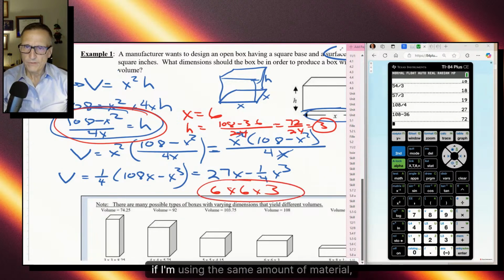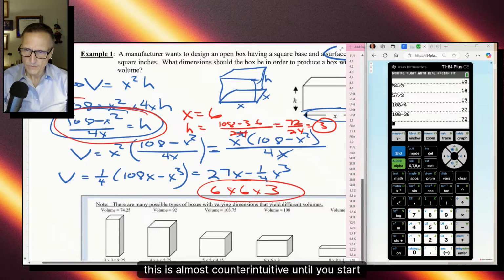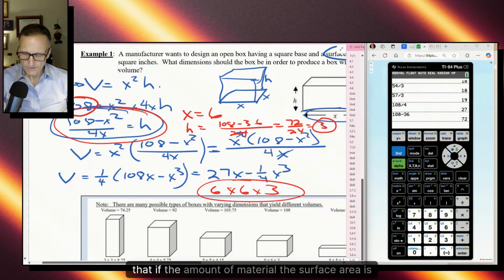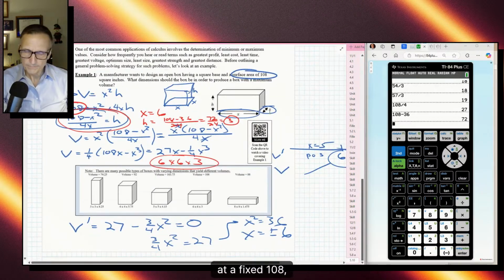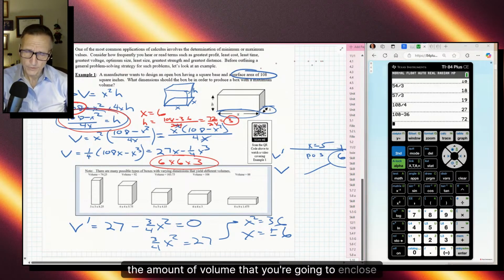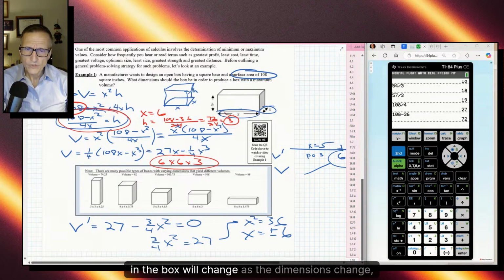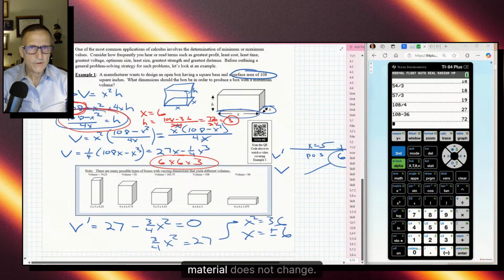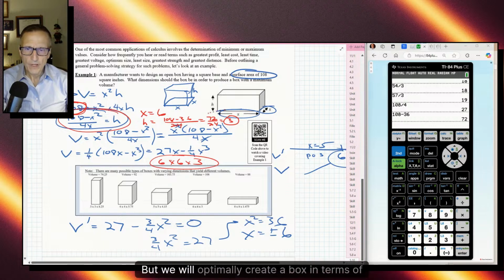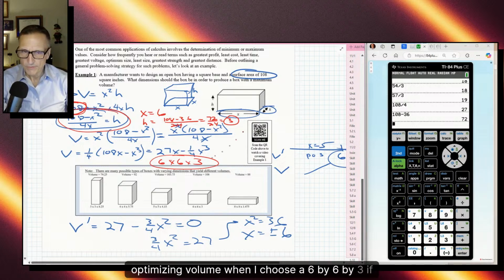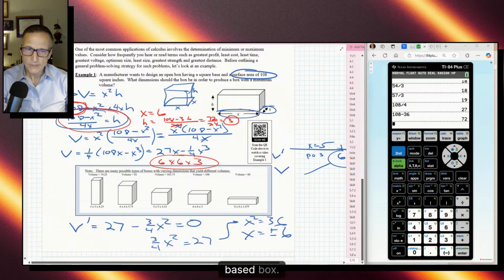So therefore, if I'm using the same amount of material, this is almost counterintuitive until you start using calculus, that if the amount of material, the surface area, is at a fixed 108, the amount of volume that you're going to enclose in the box will change as the dimensions change, even though the surface area or the amount of material does not change. But we will optimally create a box in terms of optimizing volume when I choose a 6 by 6 by 3 if it is a square based box.